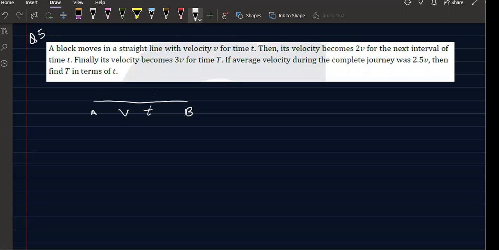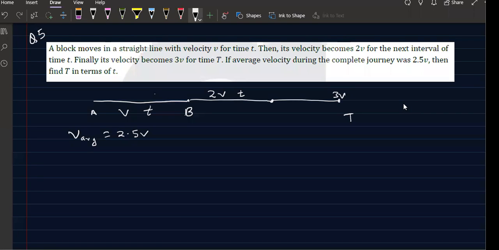Now the velocity becomes 2v for the next interval, from B to C, and again the time is t. And the final velocity becomes 3v for time t. Now the whole time is capital T. The average velocity, v average, is equal to 2.5v. Find capital T in terms of small t.